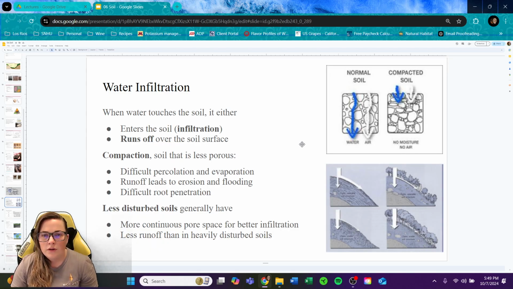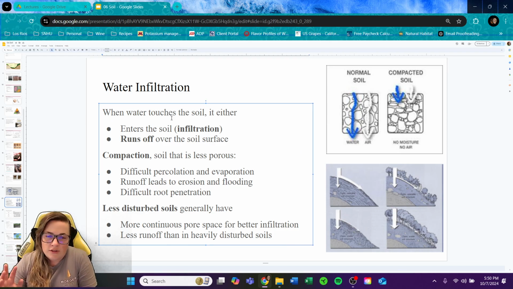Cool. So how do we find out if our soil has large pores or small pores, or if it's available to grow plants healthily? So water infiltration is the measurement of water passing through soil. It needs to pass through at a reasonable rate and not just pool at the top. Otherwise, it's a sign of compaction, right? So when water touches the soil, it does one of two things. It either enters the soil, which is infiltration, or it runs off the surface, right? And that's runoff.